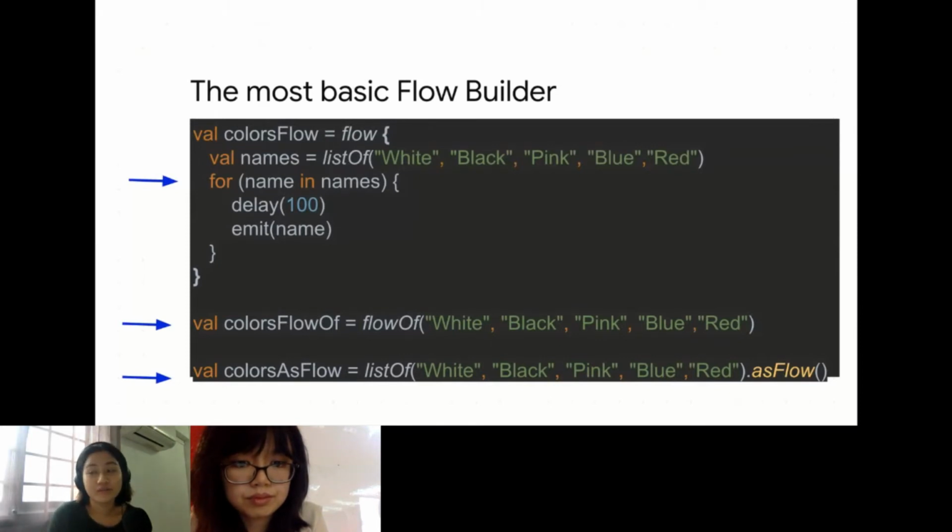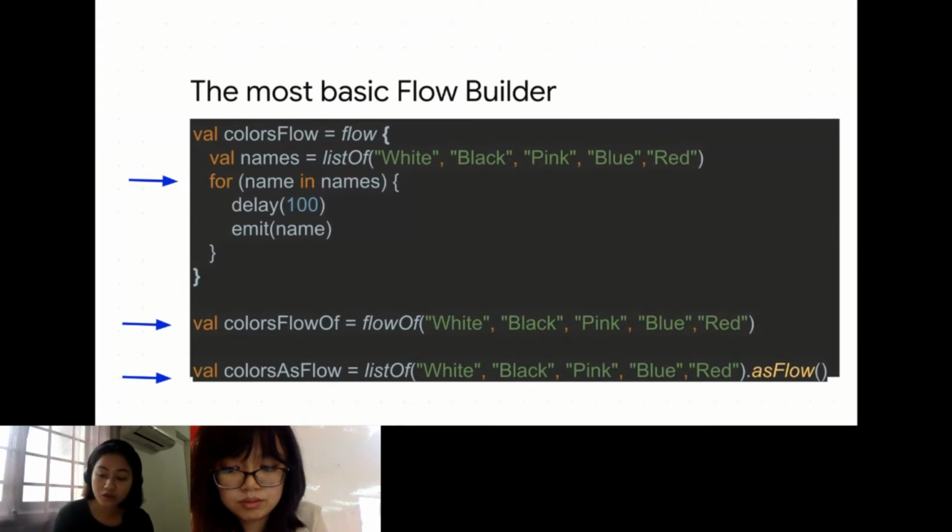There are other flow builders that you can use for easy flow declaration: flowOf to create a flow from a fixed set of values. And you can convert various collections and sequences to a flow using asFlow.